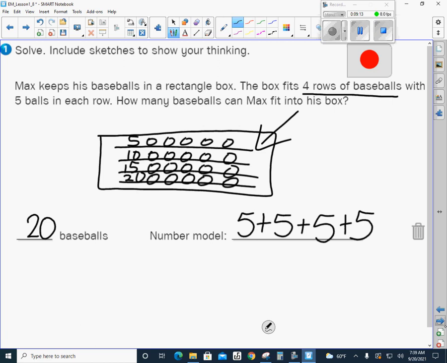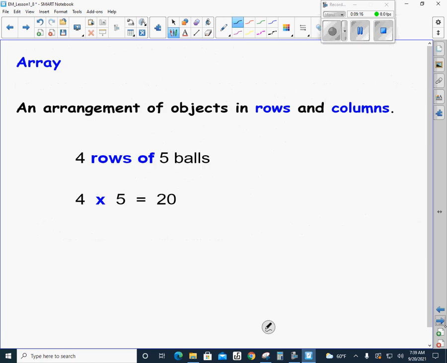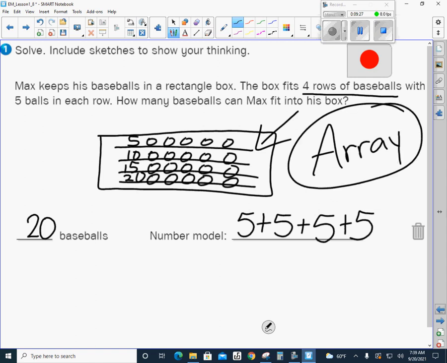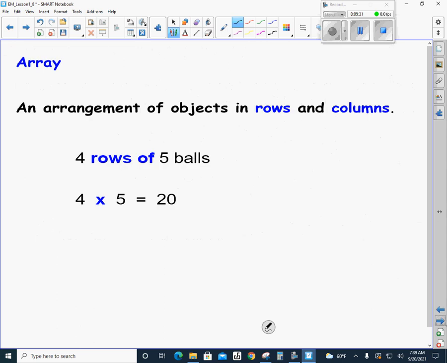Or we can think of it as multiplication. Looking at this picture, what does this remind you of? You probably did some of this in 2nd grade. Do you remember the word array? Okay, array, when you have equal rows and columns, we have arrays. So when objects are arranged in arrays or in rows and columns, we can think of that as a multiplication problem as well. And we can replace that "rows of" with our multiplication symbol.